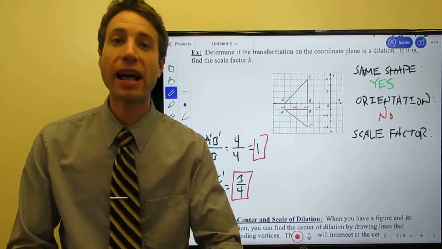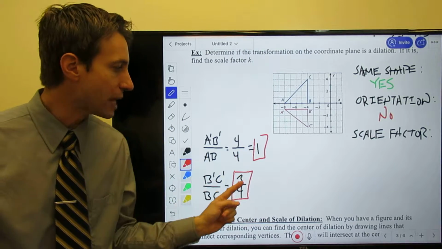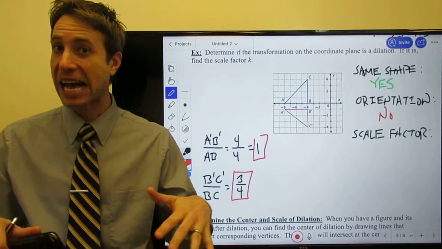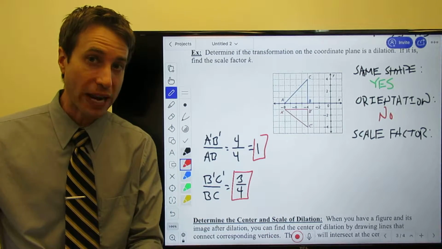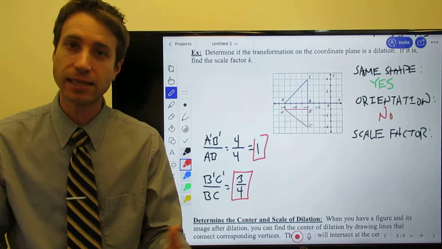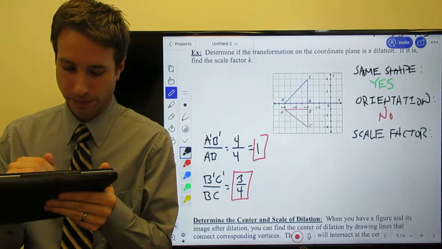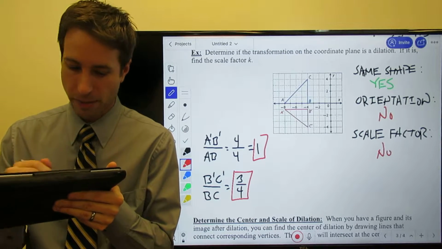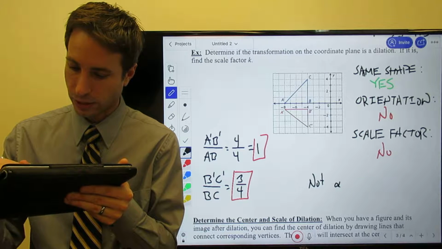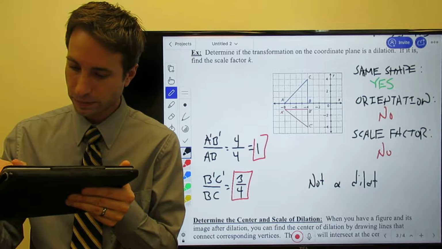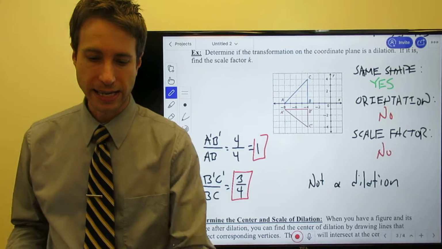So because I do not have a common scale factor, remember, the ratio of the sides has to be the same. They have to be the same. And if you get a different ratio for corresponding sides, not a dilation. So no common scale factor and not a dilation. It just is not a dilation.